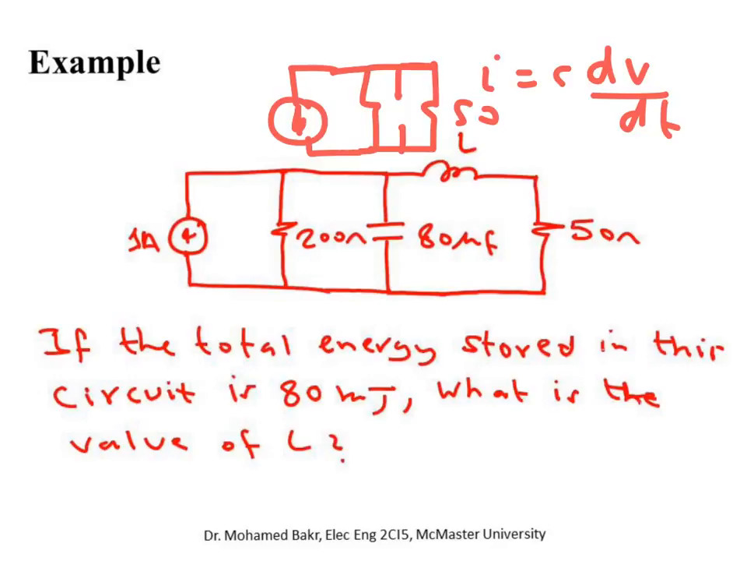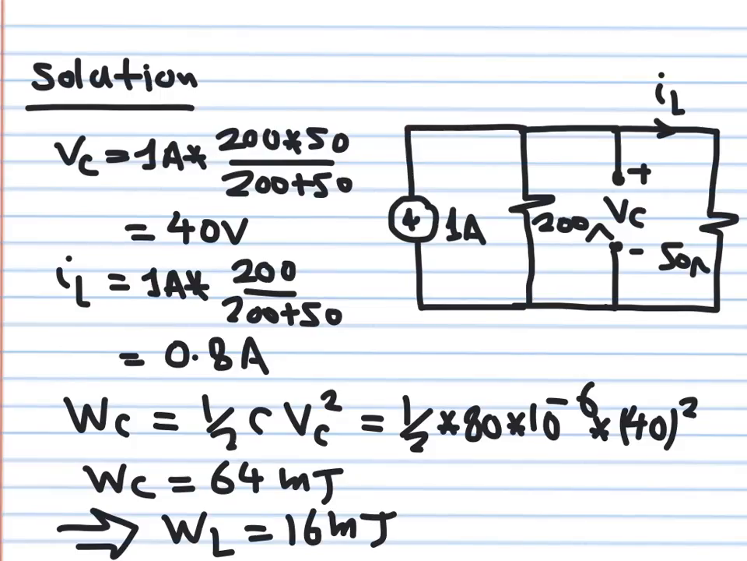So what we have to do right now is find the voltage across this open circuit here, which is the voltage across the capacitor. We also have to find the current flowing in this short circuit here, which is the current flowing through the inductor. So let's see how we're going to do this in the next slide. We do the analysis of the circuit. This is DC analysis. This is the capacitor, this is the inductor. For DC, the inductor is a short circuit, the capacitor is an open circuit.